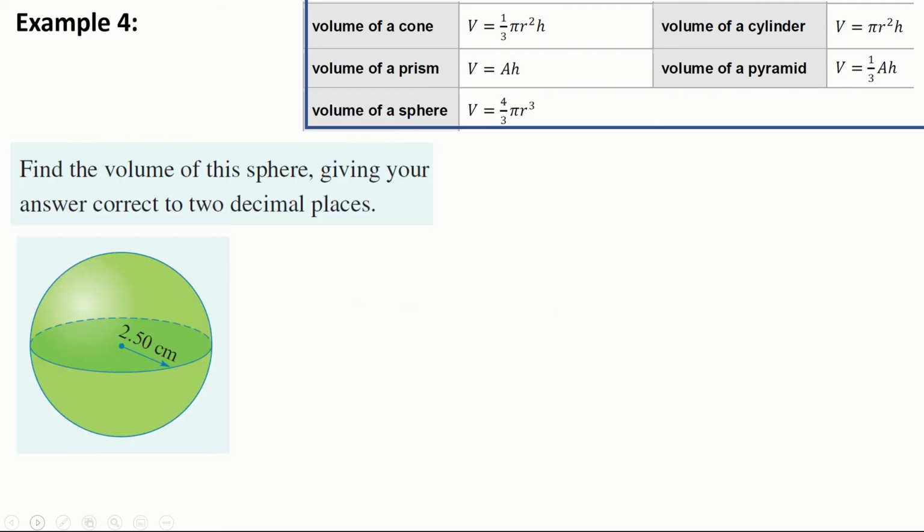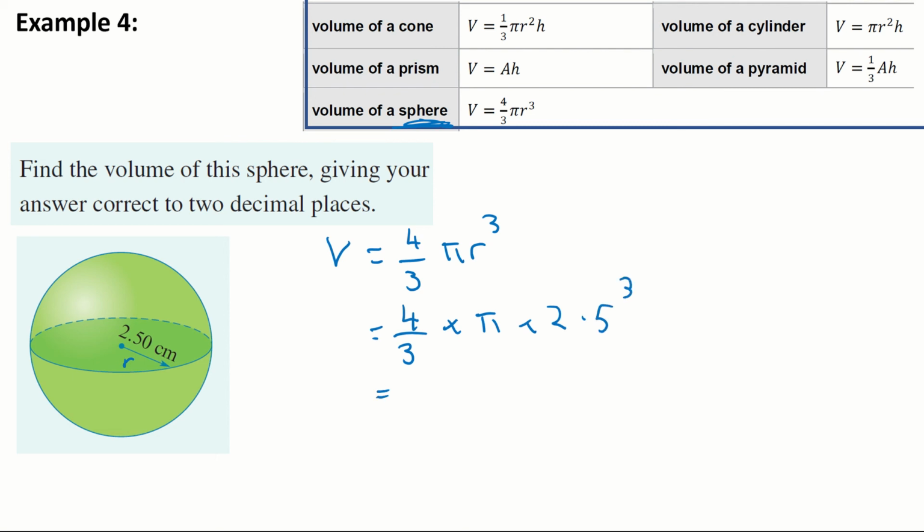Alright, final one, volume of a sphere. This one's straightforward, it's given to you on the formula sheet, so same again. 4 over 3 pi r cubed. Just be really careful. This is the radius. If it gave you the diameter, you'd have to cut it in half. And in an exam, more often than not, they do give you the diameter because they think it'll trip some people up. Radius is 2.5 and it's cubed.